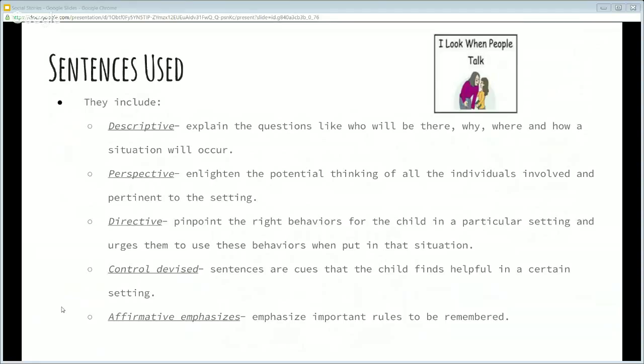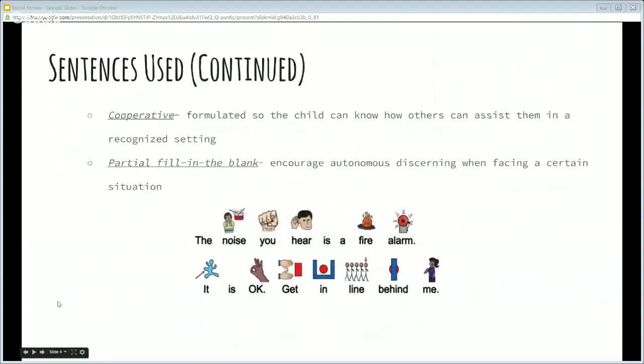There are also control device sentences. Those sentences are cues that the child finds helpful in a certain setting, just different cues that they can look at while they're in the setting. Affirmative sentences emphasize important rules to be remembered, so they're very similar to directive. Cooperative sentences are formulated so that the child can know how others can assist them in a recognized setting. And partial fill-in-the-blank sentences are not always used, but sometimes they are, and they encourage anonymous discerning when facing a certain situation.